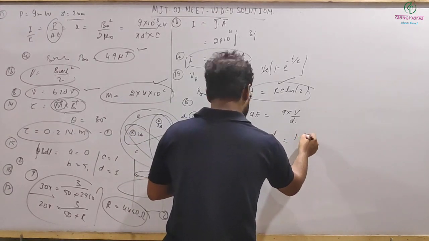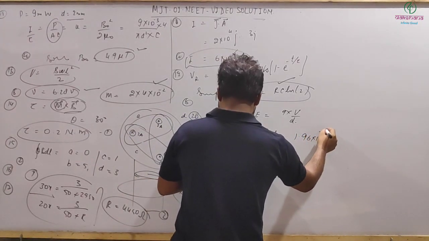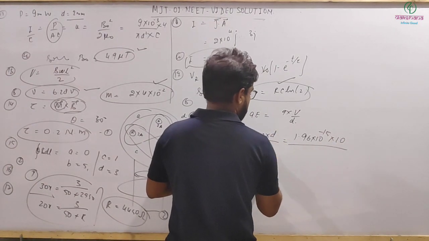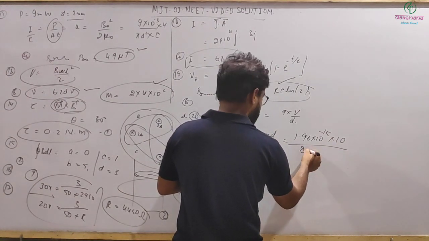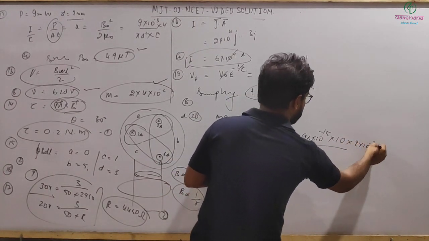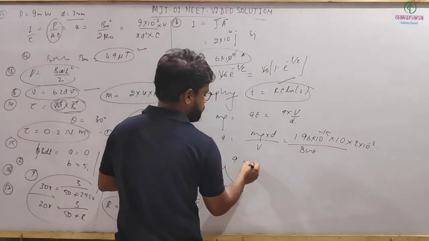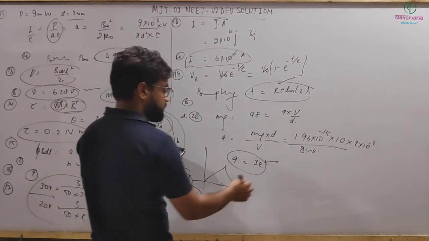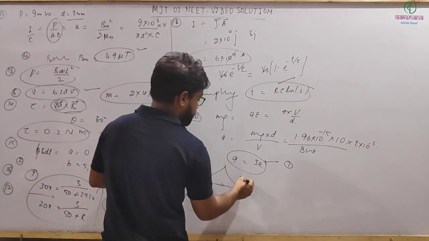M is 1.96 into 10 to the power minus 15, g is 10, divided by voltage, that is 800, multiplied by d, this is 2 centimeter, 10 to the power minus 2. Solving it, it comes out to be Q roughly 3 times the charge of an electron, matching with option number 1. Next, question number 21.